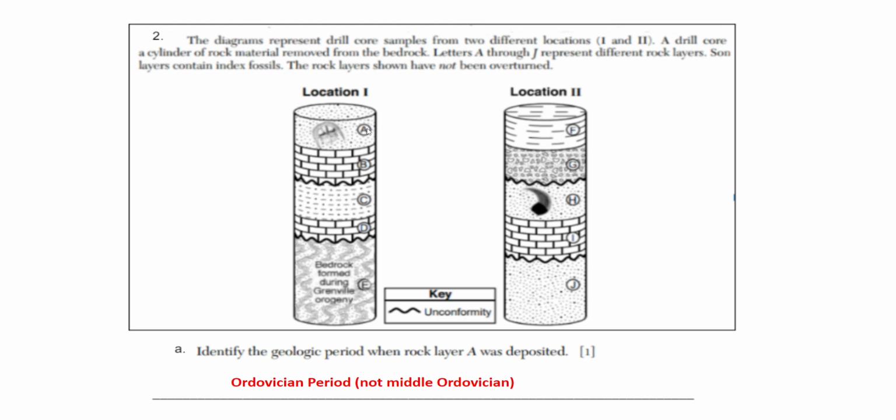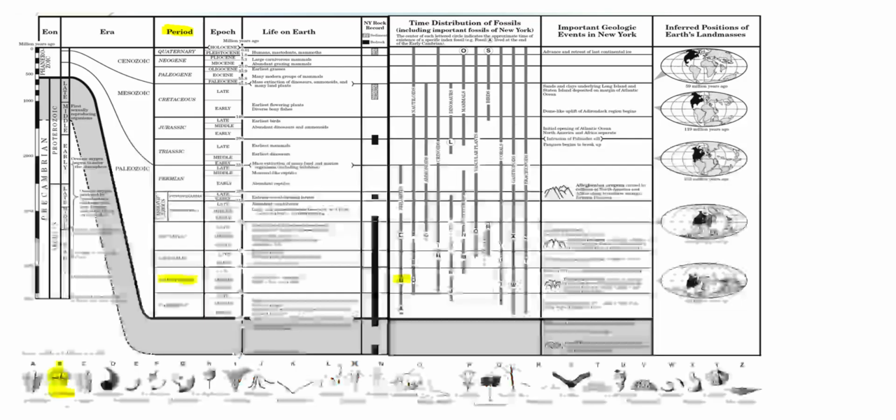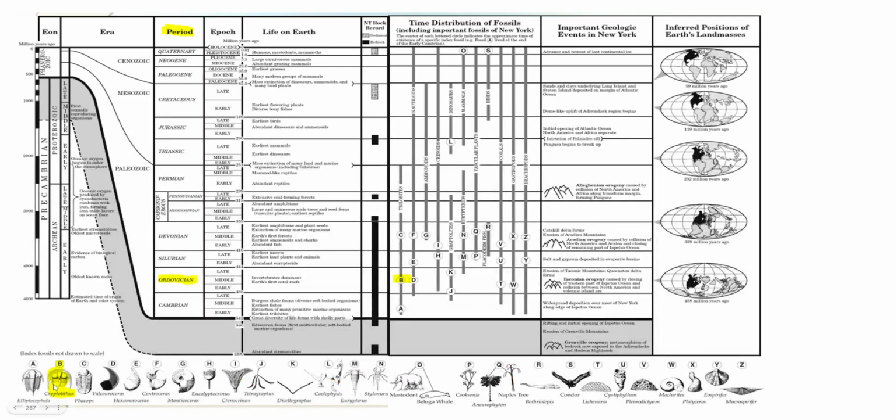So rock layer A, to figure out the age of rock layer A, I should figure out the age of my index fossil in rock layer A. And to do that, I should go to my reference table page 8 and 9. And it looks like the index fossil is fossil B right here. And fossil B's age, or the period of time that fossil B came from, is the Ordovician period.